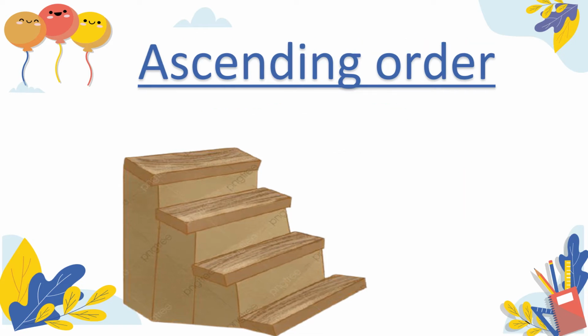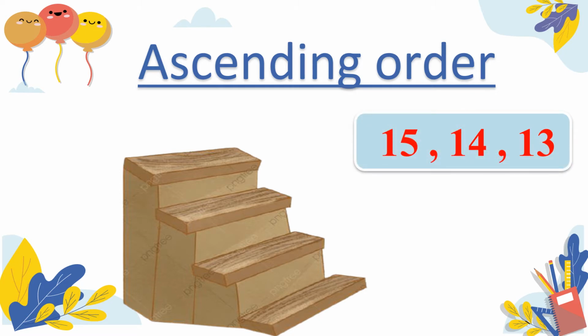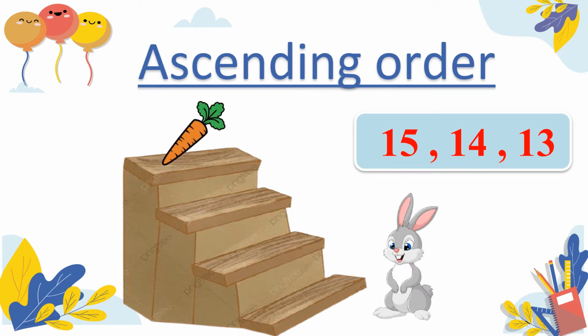Let's look at these numbers: 15, 14, 13. They are not in ascending order. Mr. Bunny wants to go up and get the carrots, so we should arrange the numbers in ascending order. So Mr. Bunny will go upstairs and get his carrot. Which number will come first? Which number, the smallest, will come first? So the smallest number is, yes, 13.